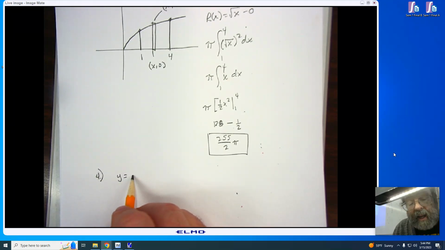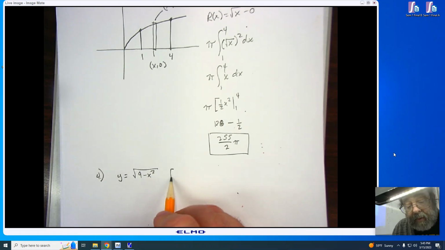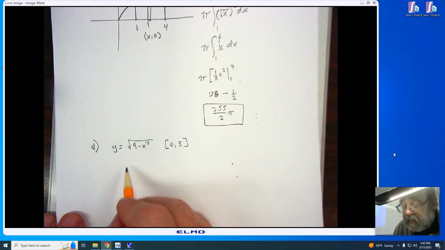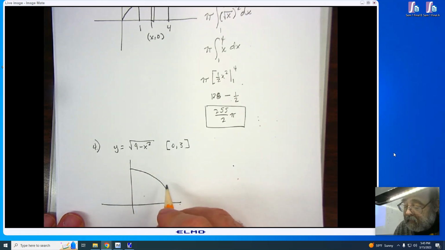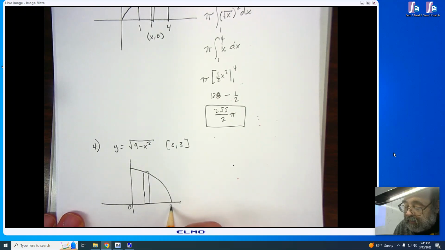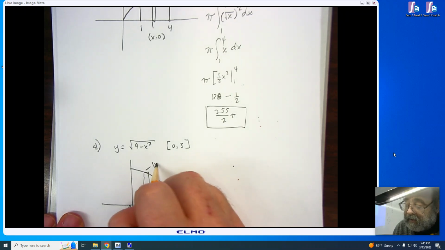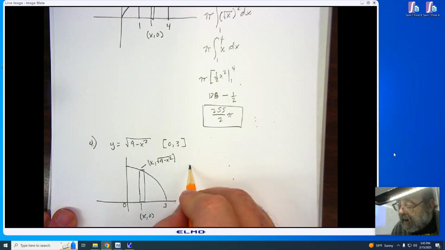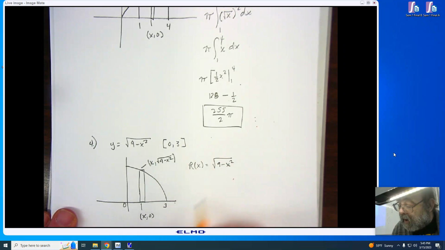There's number 3. This brings me to number 4. Number 4 gives me y equals the square root of 9 minus x squared, and we're looking at 0 to 3. Once again, this is still wrapped around the x-axis. So here's the graph. Here's my representative rectangle. 0 to 3. That's x comma 0. This is x comma square root 9 minus x squared. And therefore my r of x is going to be the square root of 9 minus x squared.